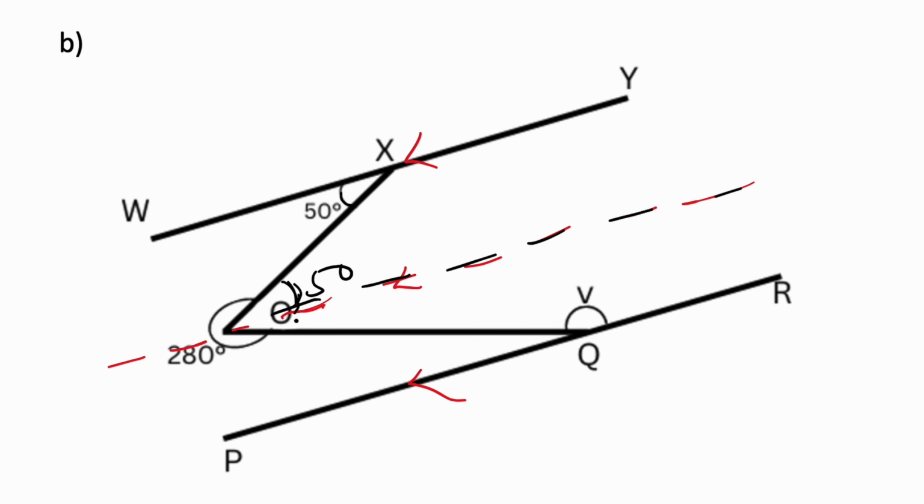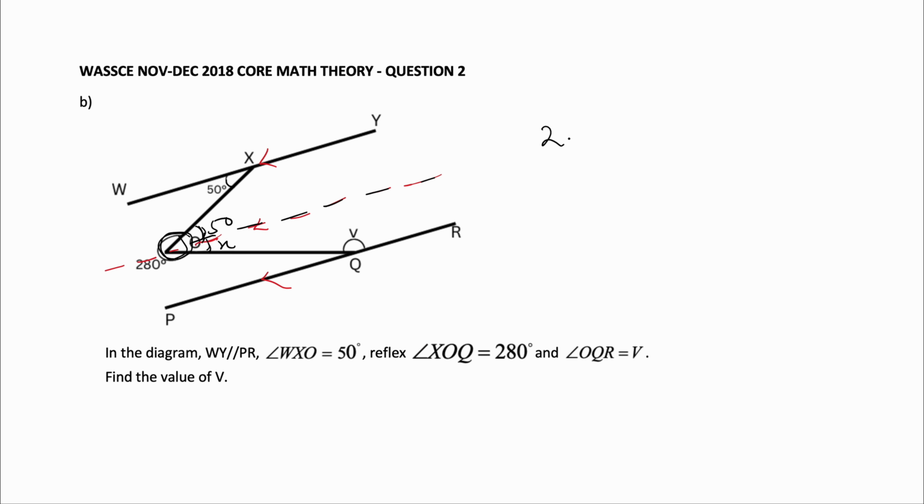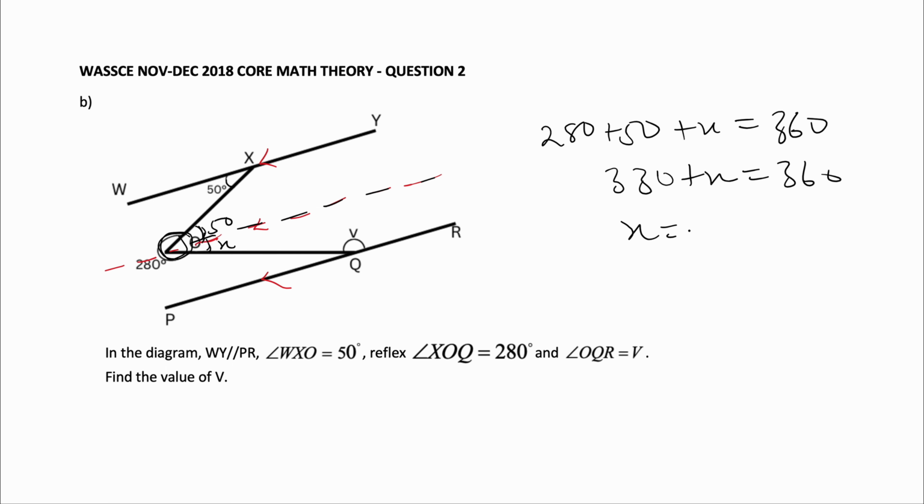Now we don't know this side, so let this side be x. But we know that angles at a point add up to 360. So we can say that 280 plus 50 plus x should be equal to 360. Now 280 plus 50, we have 330 plus x should be equal to 360. Now when we make x the subject, our x will be equal to 360 minus 330. So x will be equal to 30 degrees. So the angle here is 30 degrees.